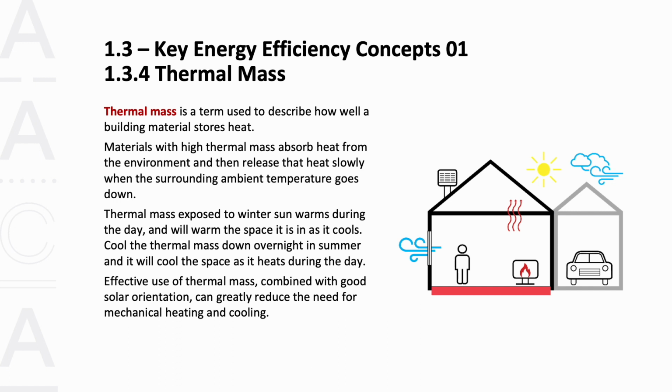Thermal mass, you're probably all across this one. Thermal mass is a term used to describe how well a building material stores heat. So materials that have a high thermal mass absorb heat from the environment and then release that heat slowly when the surrounding ambient temperature goes down. Thermal mass exposed to winter sun warms during the day, and it will warm the space it's in as it cools. So as the thermal mass cools down overnight in summer, it will cool the space as it heats during the day. So effective use of thermal mass combined with good solar orientation can greatly reduce the need for mechanical heating and cooling, which is what we want.